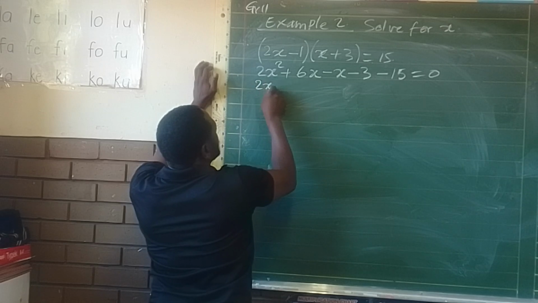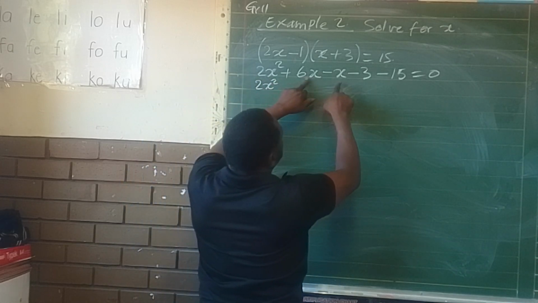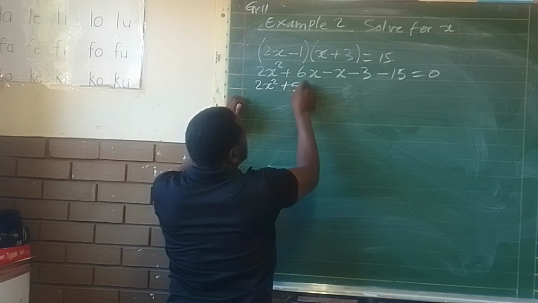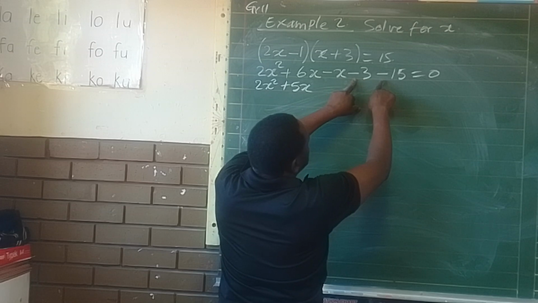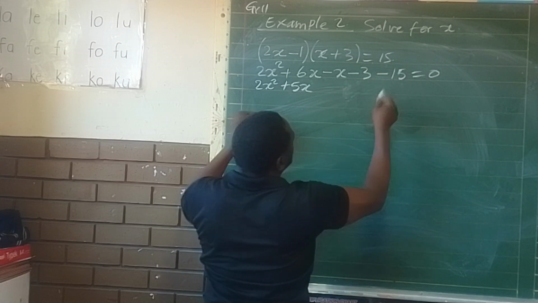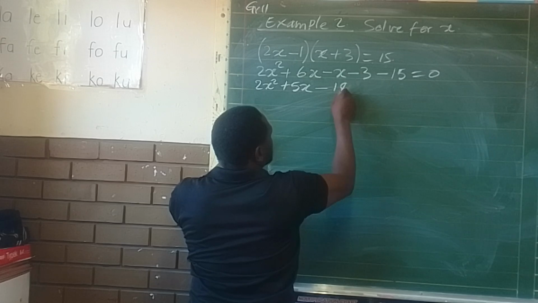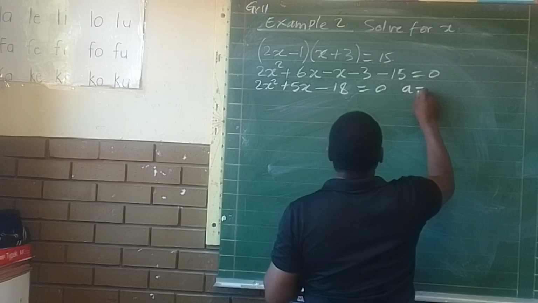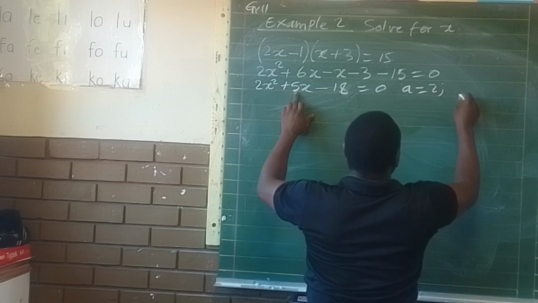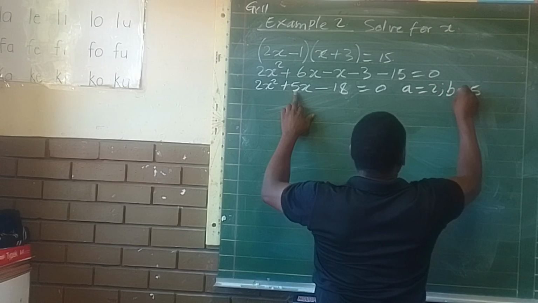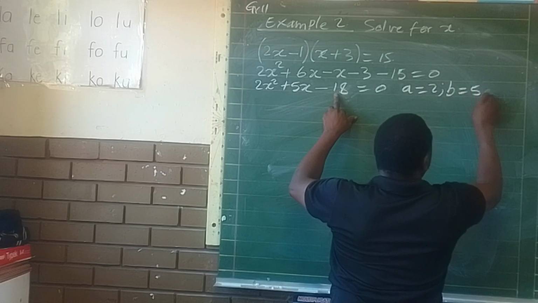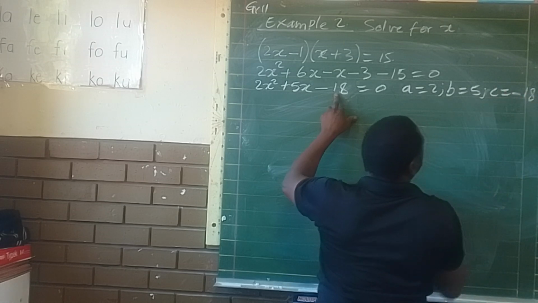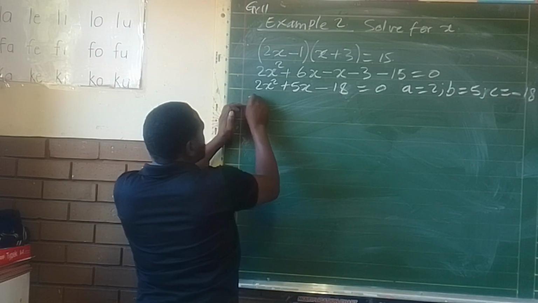Now 2x squared, you add the x values. 6 minus 1 is 5. Minus 3 and minus 15, you add. Minus 18 is equals to 0. Then you know that your A is 2, your B is 5, your C is minus 18. Right? Then you solve your x.